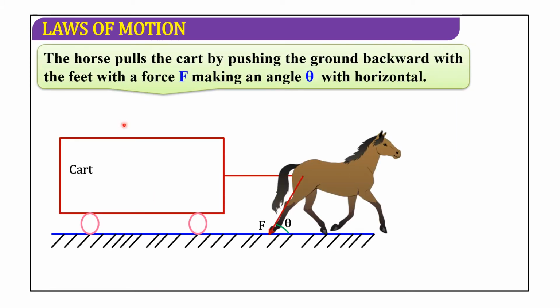See this, the horse pulls the cart by pushing the ground backward with the feet with a force F, making an angle theta with the horizontal. See here, making an angle theta. Here the force, the horse feet with a force F, making an angle theta.